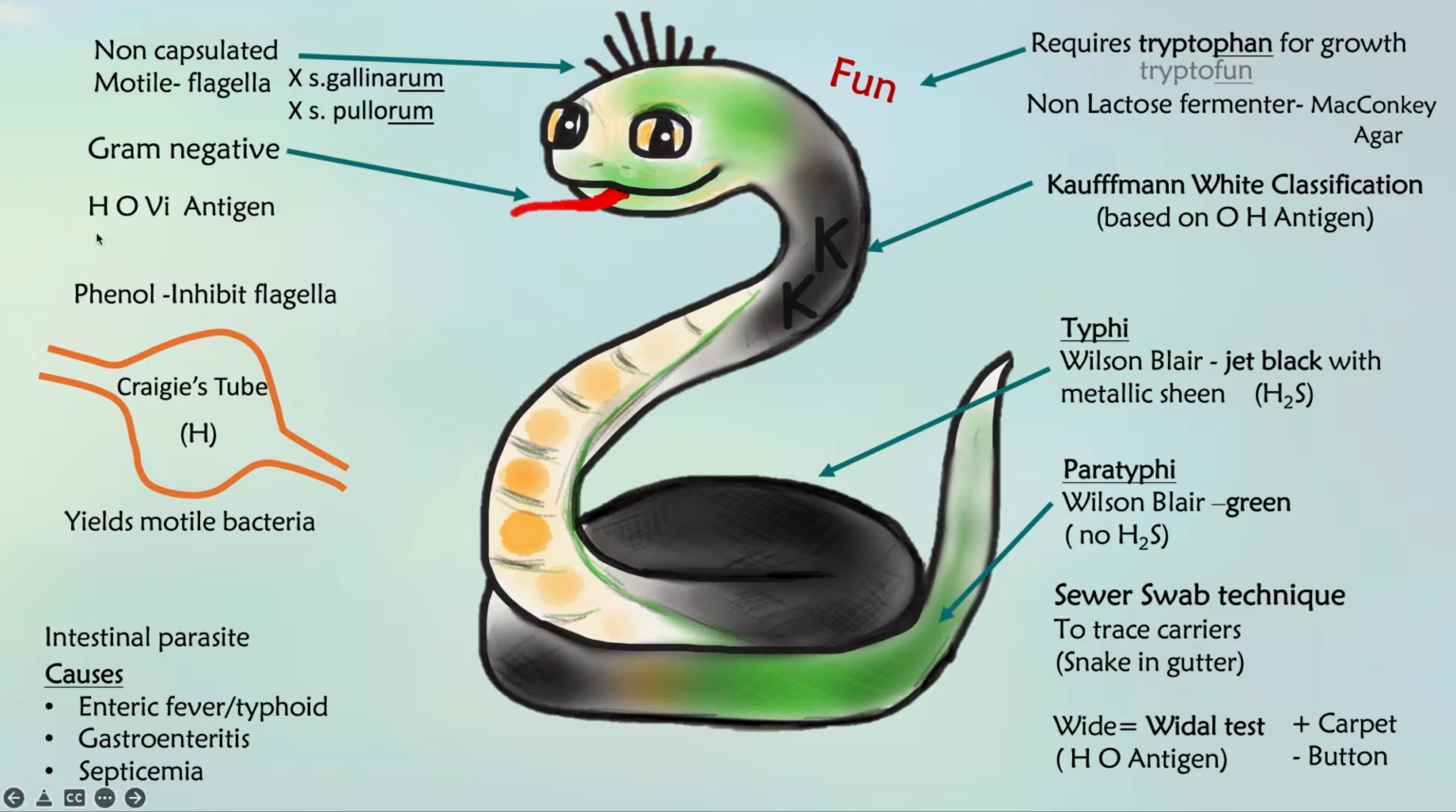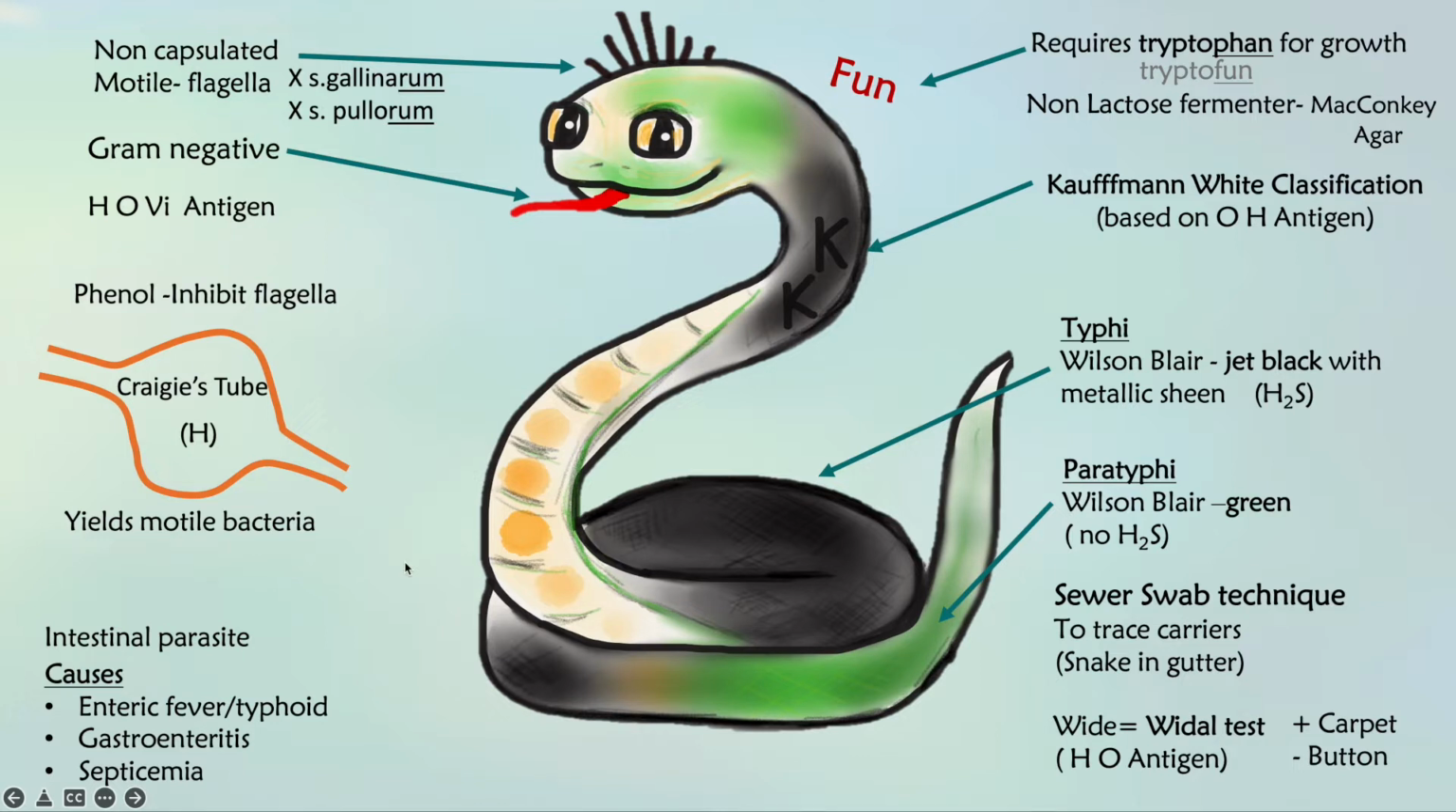So the snake has 3 antigens, the H, O and the Vi antigen. So I'm going to make a Hindi pun, Havi. Vi is very similar to the Hindi word Havi, which means to overtake. So सांप आप पे हावी हो गया. That means that the snake overcame, which means Havi.